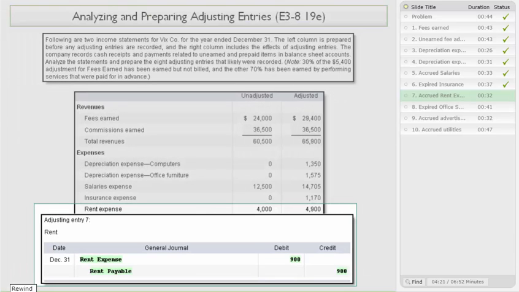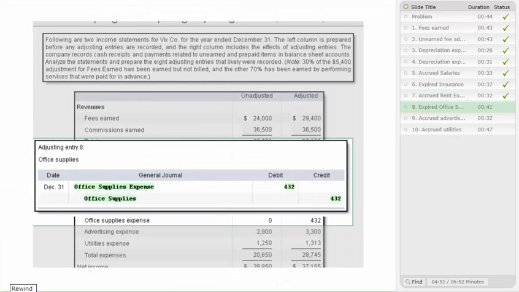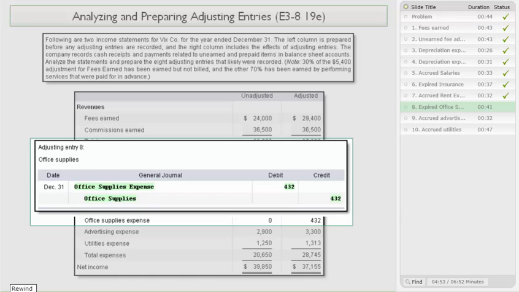Moving down the next line on the income statement, we see that rent expense increased by $900 from $4,000 to $4,900. The likely adjustment that this reflects is rent that was expended but is still due. So to record that expense that we owe that hasn't been paid, we would debit rent expense for $900 and credit rent payable.